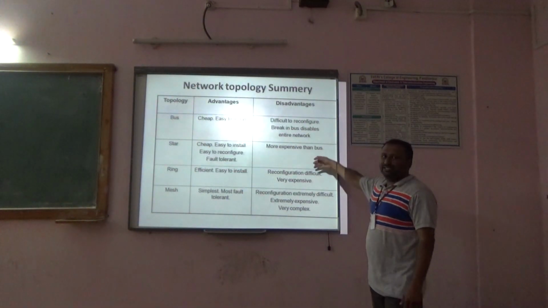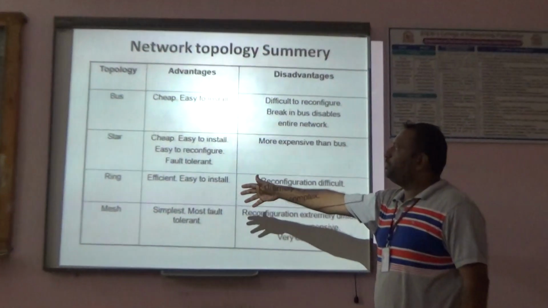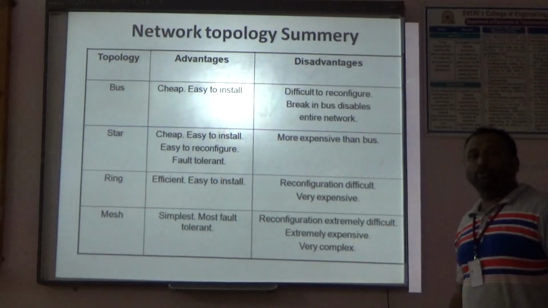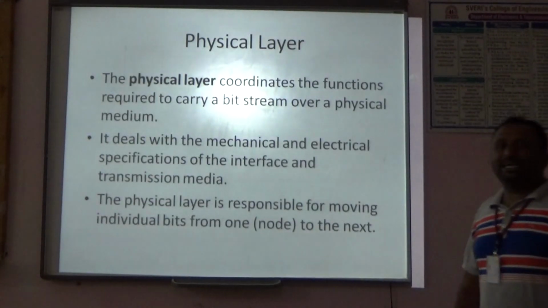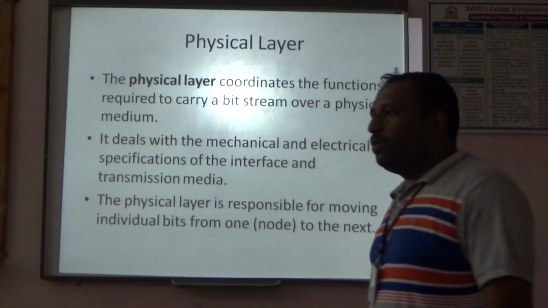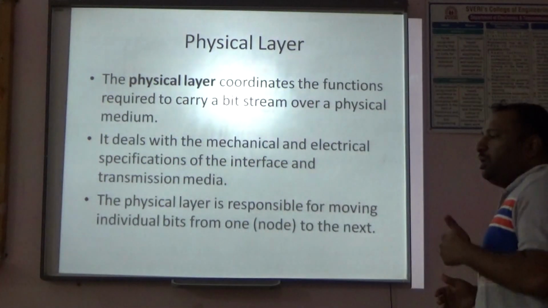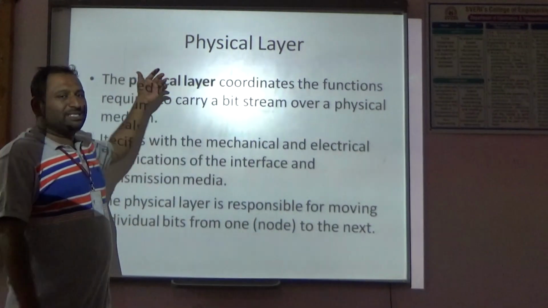These are the summaries of network topology. We have already discussed this. There are 4 topologies, and the advantages and disadvantages of each topology over the others. Next. So let us get started now with those 7 layers and the individual tasks that every layer has to do in the OSI reference model.